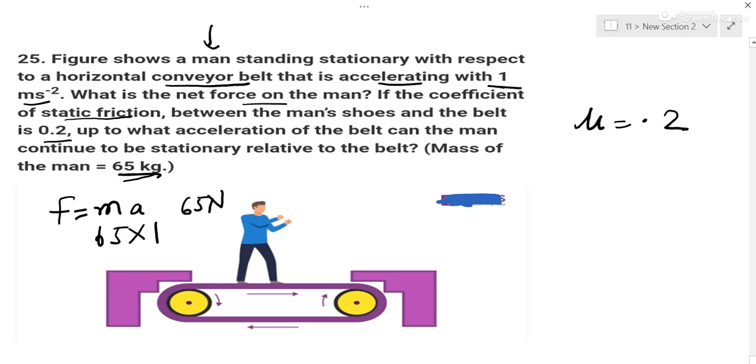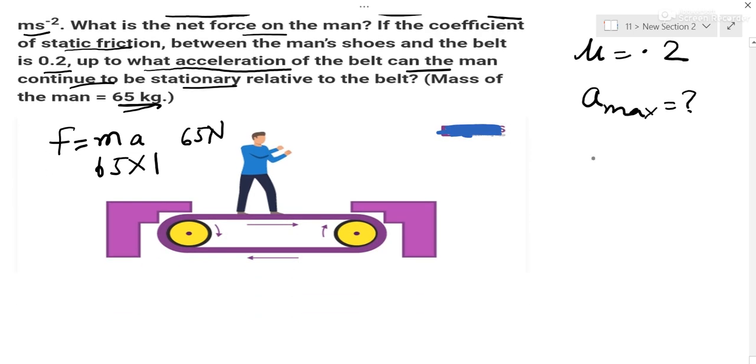If the coefficient of friction is 0.2, coefficient of friction is denoted by mu, it's 0.2. Okay, up to what acceleration? So up to which value of acceleration? The maximum acceleration they're asking. Up to what acceleration can the man continue to be stationary?